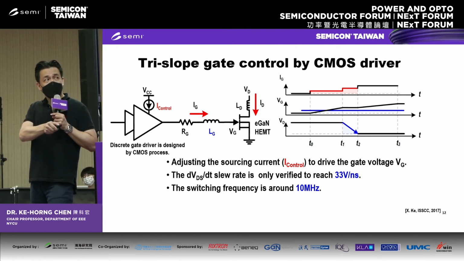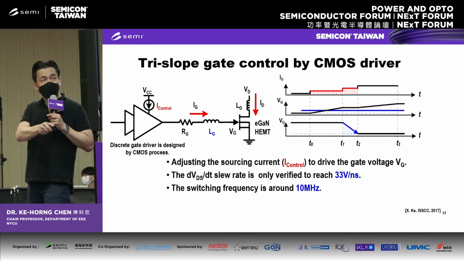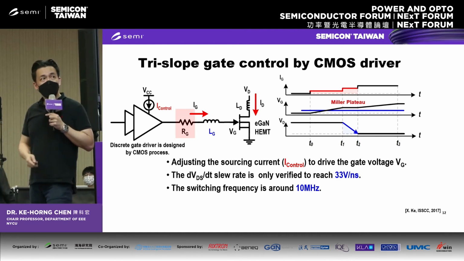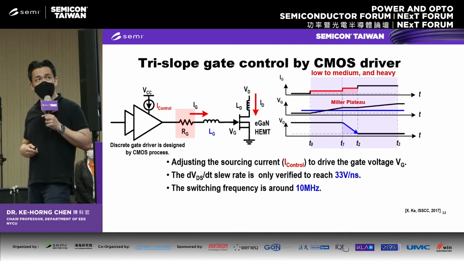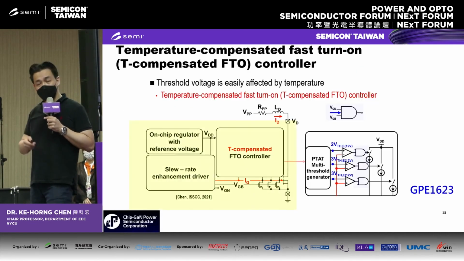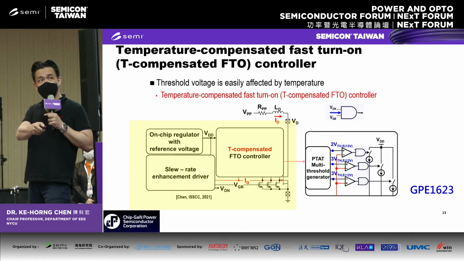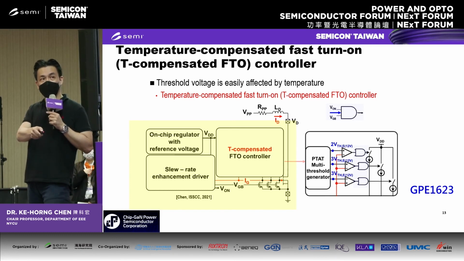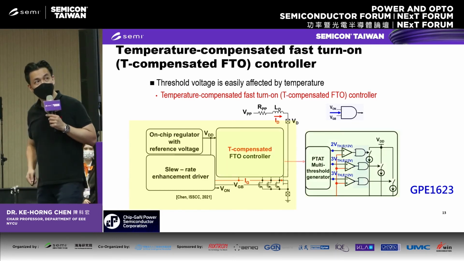So for the discrete gate driver fabricated in CMOS process, it is difficult to realize the threshold voltage of the eGaN. On the other hand, if we have a monolithic solution, we can have a good solution because we can monitor the threshold voltage, the variation of the threshold voltage. In other words, we can monitor it on the same die to detect the change of the threshold voltage to have a good gate drive current.